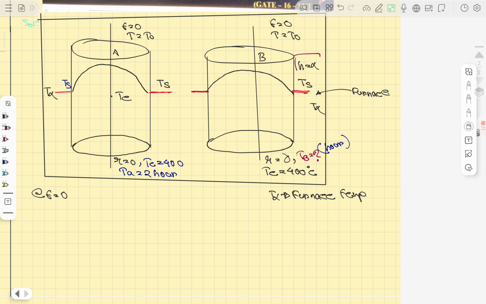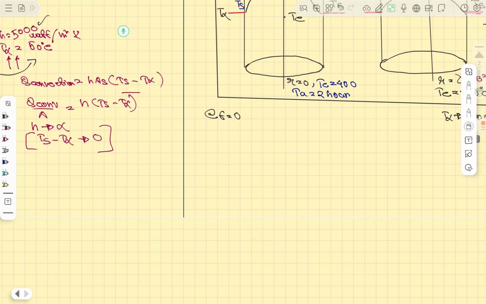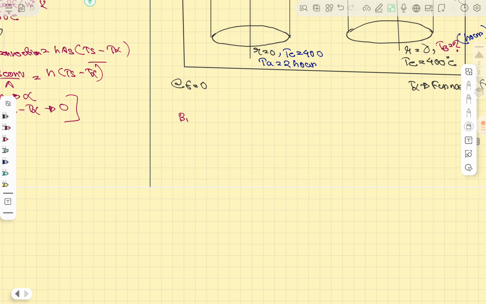That's why Ts minus T infinity tends to 0. So this is the logic. Now you tell me, if h is infinity, then what is the Biot number? Infinity. So what is 1 by Biot number? 1 by Biot number is 0. So please take care of this.